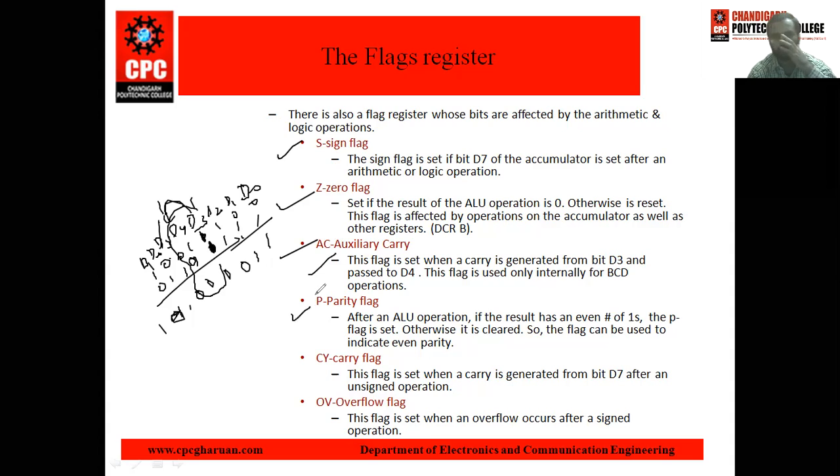Next is parity flag. There are two types of parity: even parity and odd parity. In even parity, the number of ones is even. In that case, the parity flag is 0. If the number of ones is odd, the parity flag is 1. Next is carry flag. If any carry is generated from any pin, in that case, the carry flag gets high. After that, overflow flag: if the resultant is more than your memory space, in that case the overflow flag gets high.